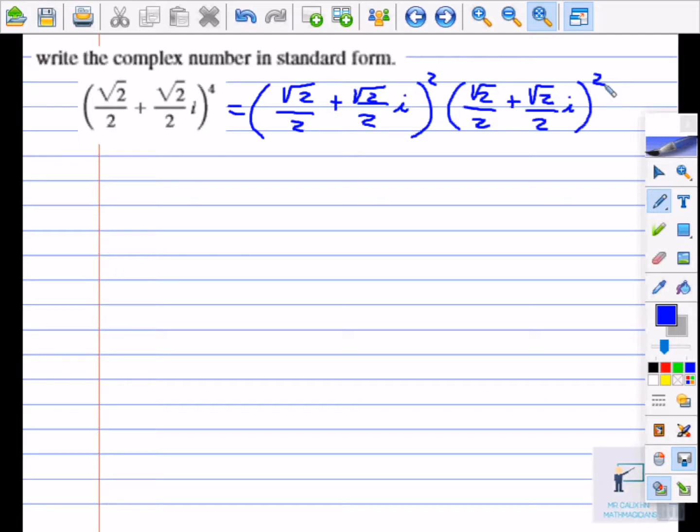Right now I'm going to separate these two in order to evaluate, and then I'm going to use my square power again. So right now I'm just going to make my multiplication of the numbers that are inside parentheses. I have the square root of 2 over 2 times the square root of 2 over 2. You can do it in your calculator.